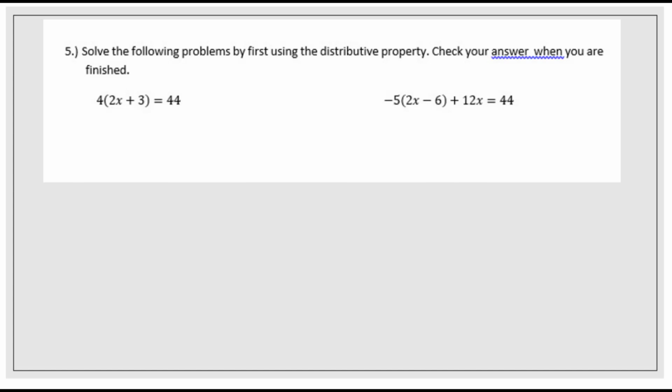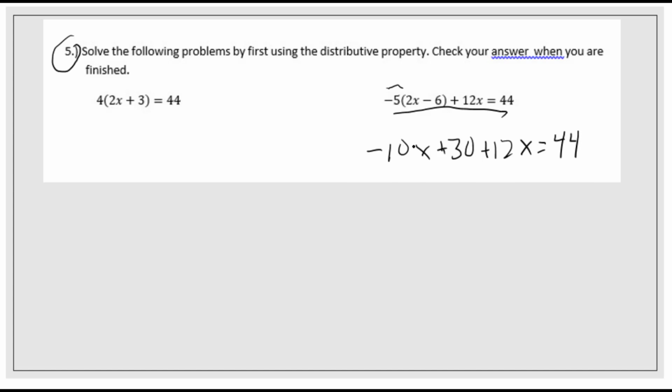So problem 5 is just using our numeracy skills on an algebra problem. So you can't take 2x and add 12x because this is being multiplied. So I'm going to use the distributive property. So I did that here.